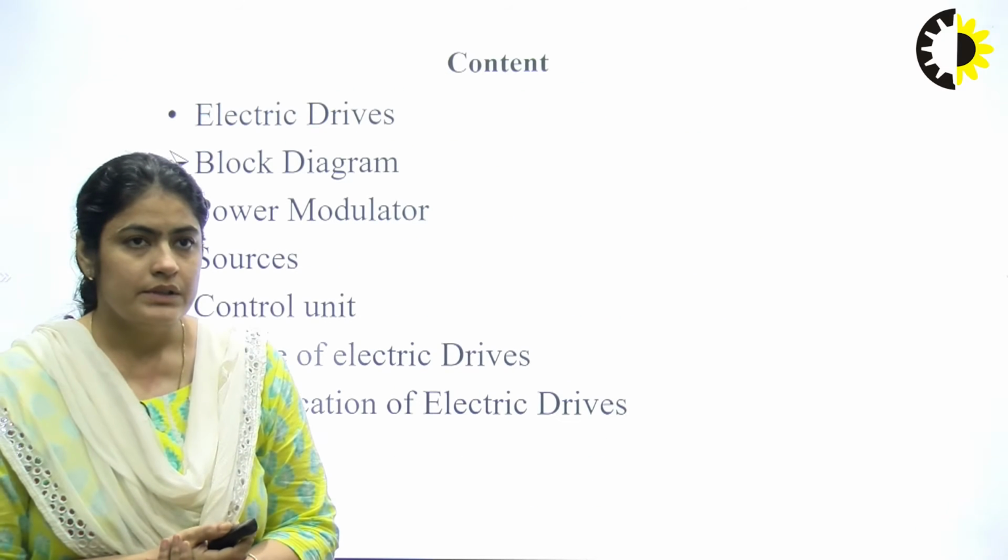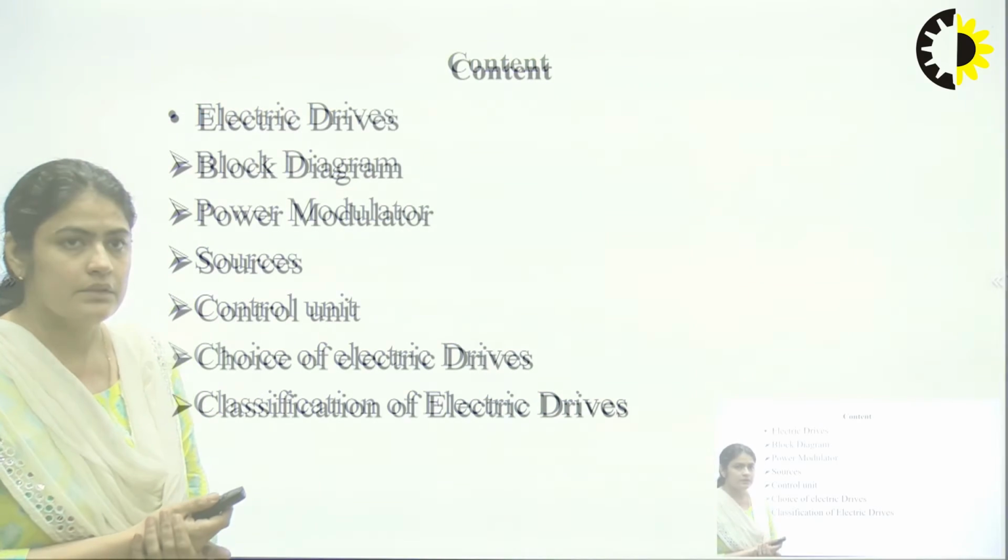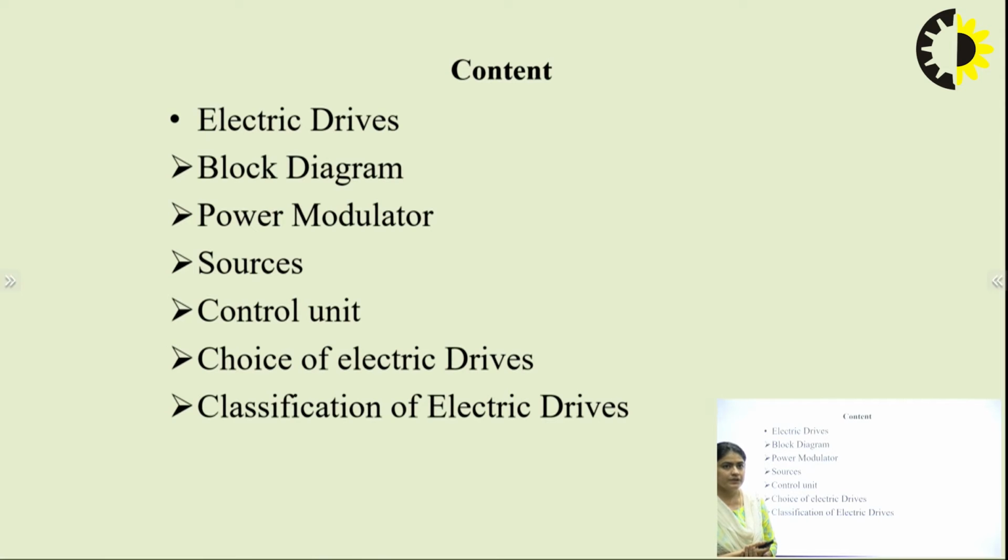So this is my content. First we see the electric drive, the features of the electric drive, the block diagram, then the power modulator, source, control unit. These are the electric drive components, that is power modulator, source, and control unit. Then why we choose the electric drive, and the classification of electric drive.